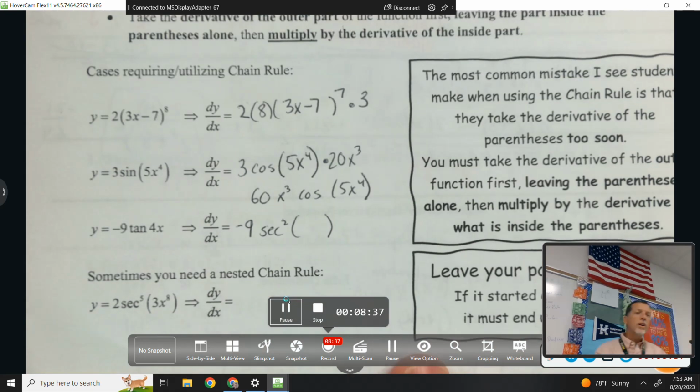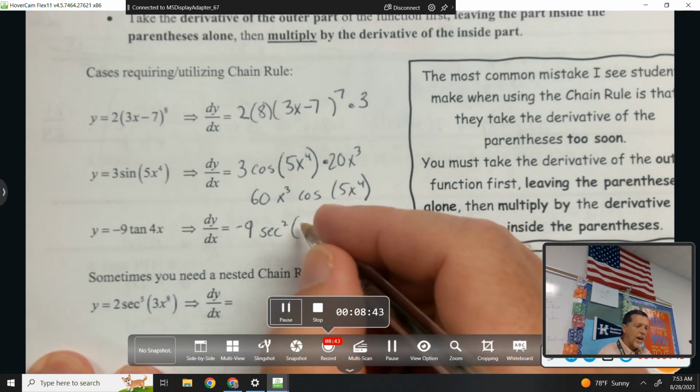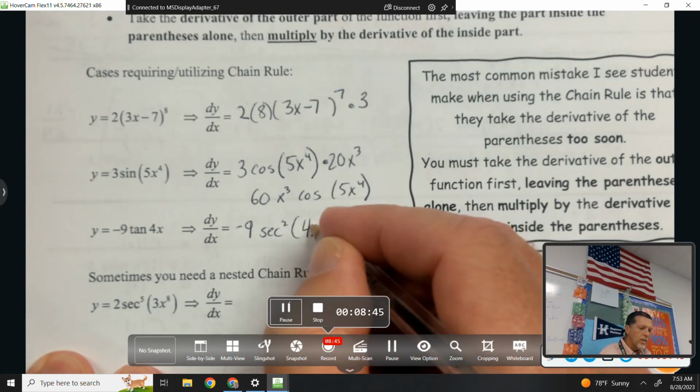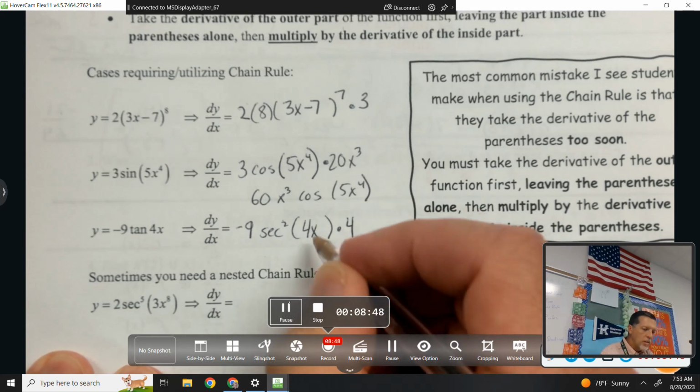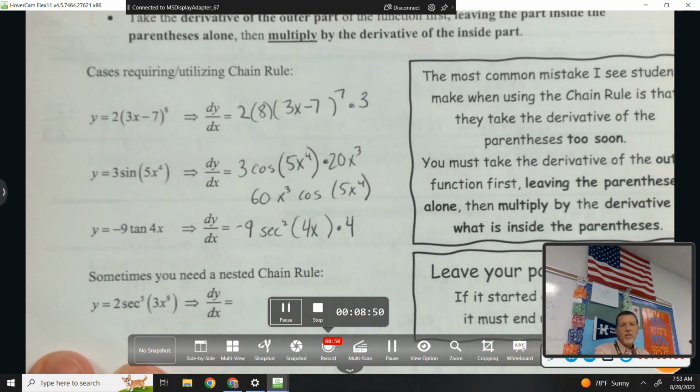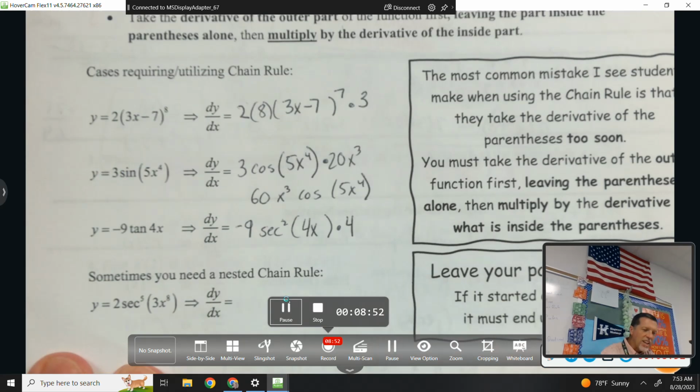Secant squared of what? Of 4x. Right? You only do one derivative at a time, one layer at a time. So leave the 4x alone. And then the derivative of 4x is 4. So we'll multiply by 4. That's the chaining it together.